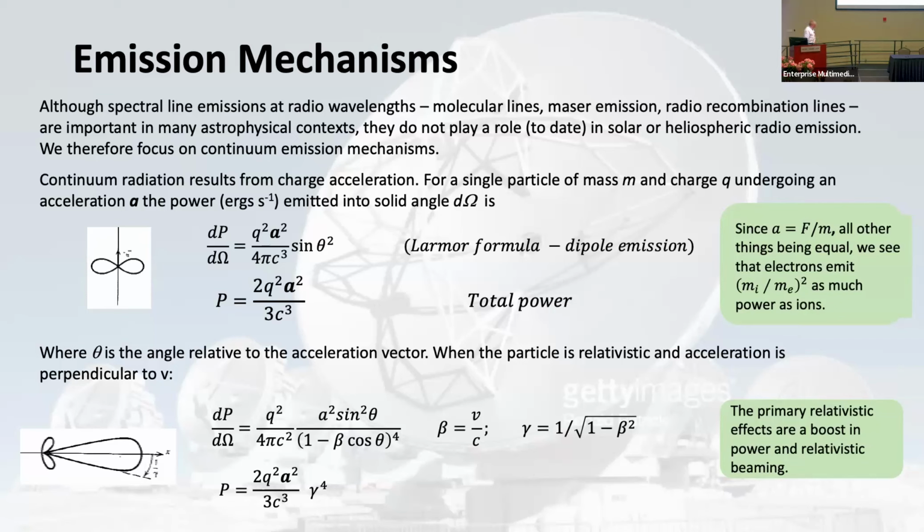We can restate this in terms of relativistic effects. And you see the q squared over 4 pi c cubed, an acceleration squared, but these additional angular terms come in, as well as the Lorentz factor gamma, which are defined there. And the primary effects of relativistic effects are a boost in power and so-called relativistic beaming, or relativistic aberration as it is sometimes called. So you see that it leads to a forward beamed emission pattern.